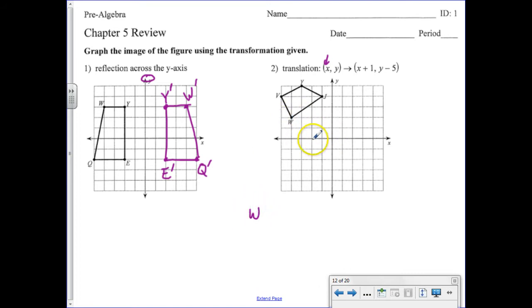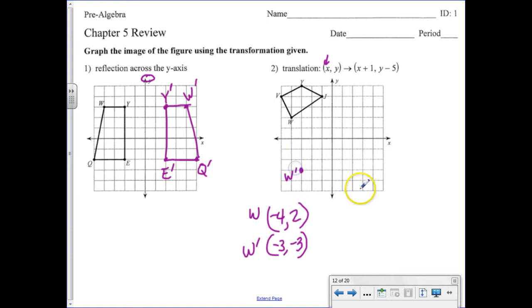W is located at the coordinates -4, 2. So if I have to add 1 to the x value, my new W is going to have an x value of -3 because I added 1. My y value, I subtract 5. So from 2, now I'll have to subtract 5, and that would give me -3. My new W ends up at this coordinate, -3, -3.